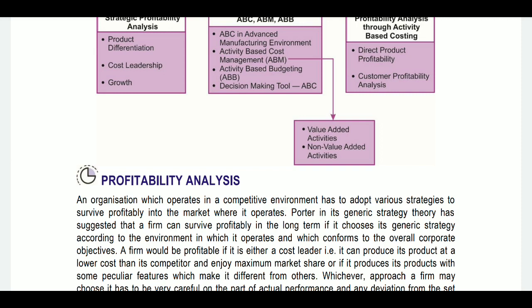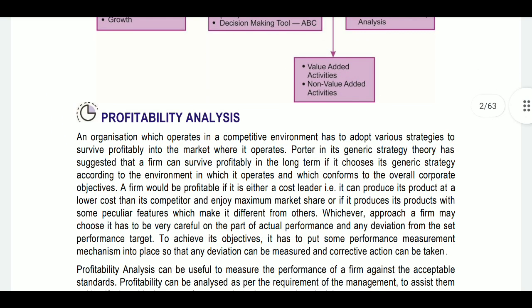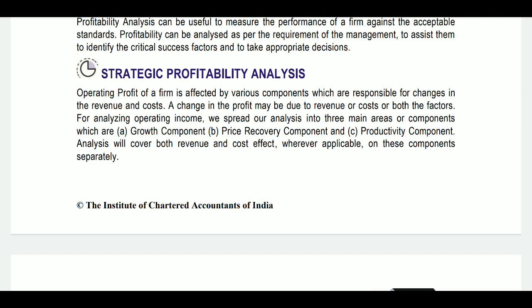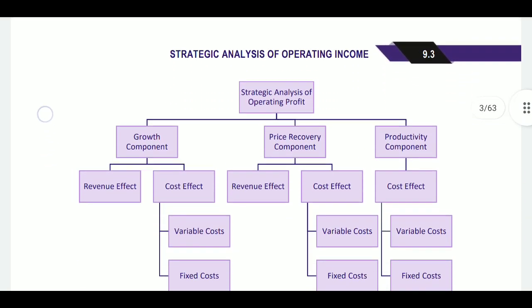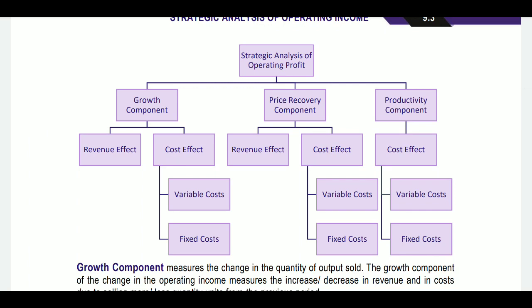Okay, here we will bifurcate the strategic profitability analysis. Strategic profitability analysis means the operating profit of a firm is affected by various components which may be responsible for changes in the revenue and cost. Majorly there are three components: growth component, price recovery component, and productivity component. In the growth component we have two effects, a revenue effect and a cost effect. Cost effect may be fixed cost or variable cost.